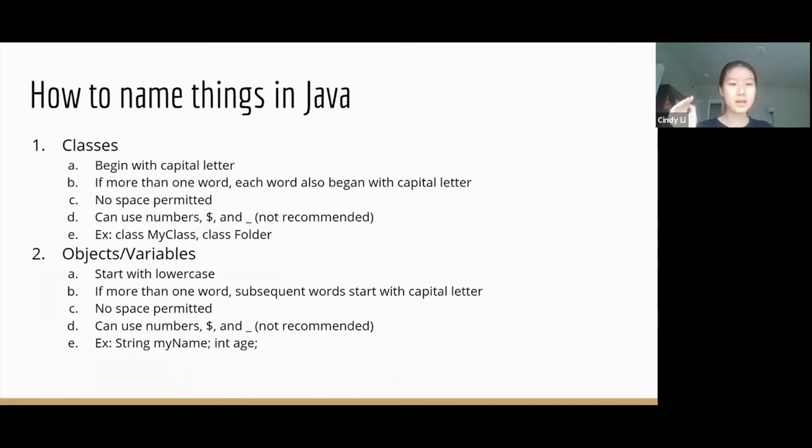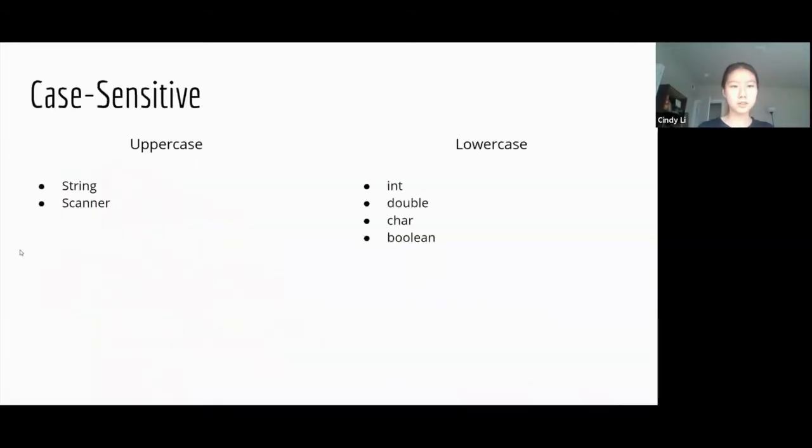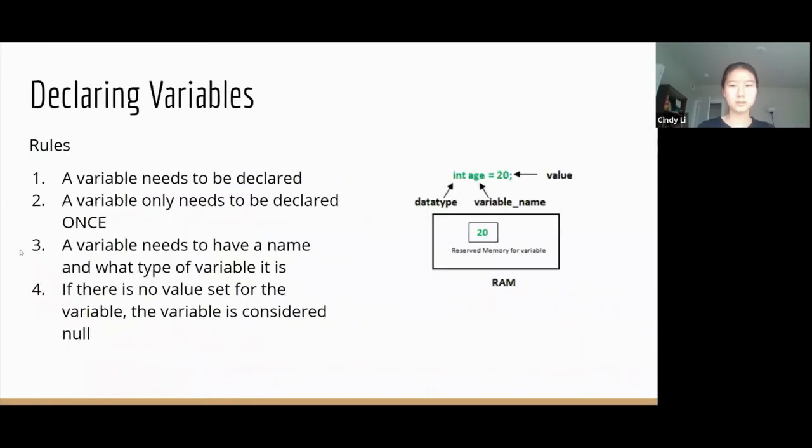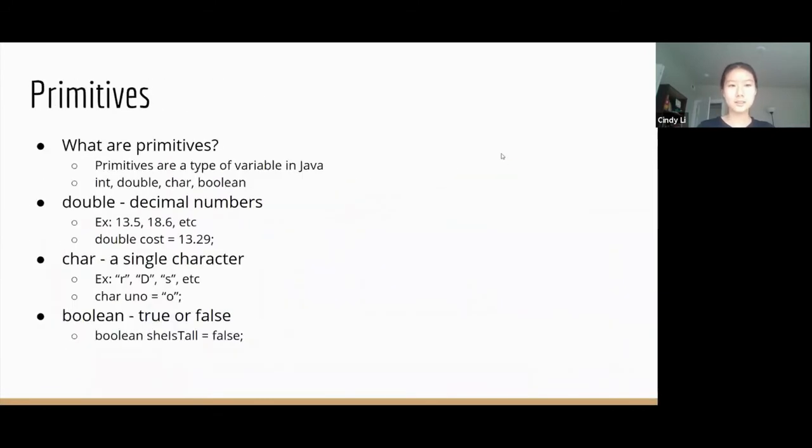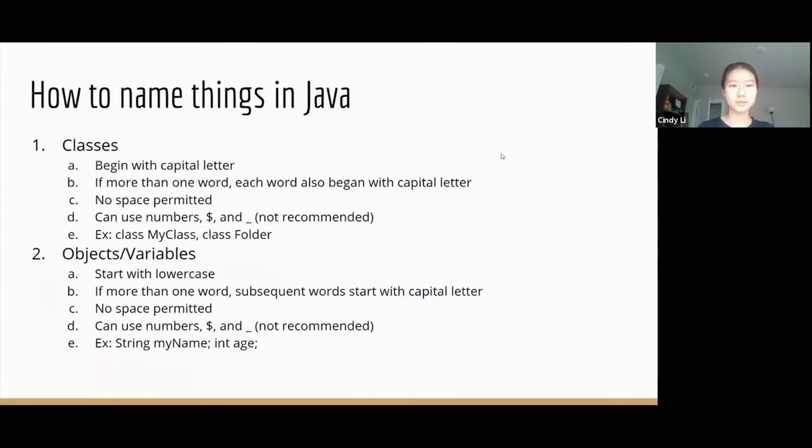Next is objects and variables. Objects and variables are the things we talk about here, like int, double, character. A variable name will start with a lowercase letter. If there's more than one word, then each subsequent word starts with a capital letter.